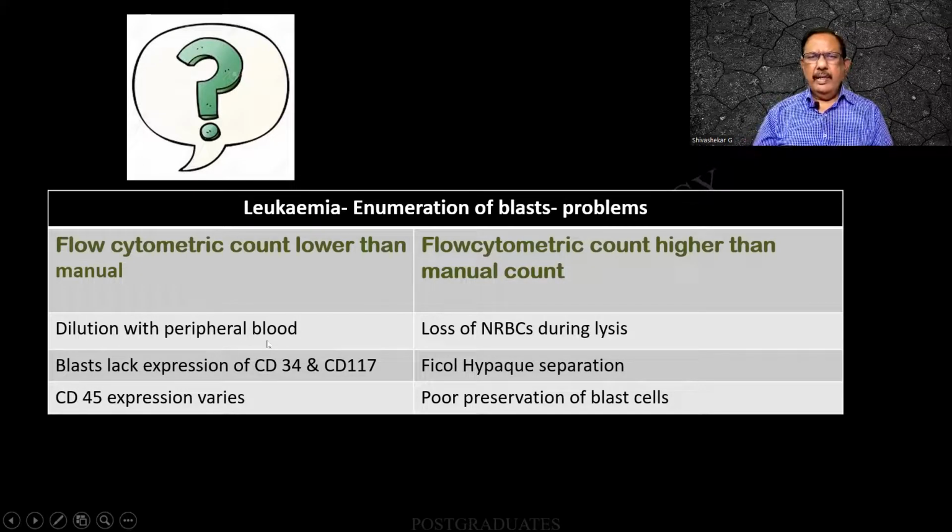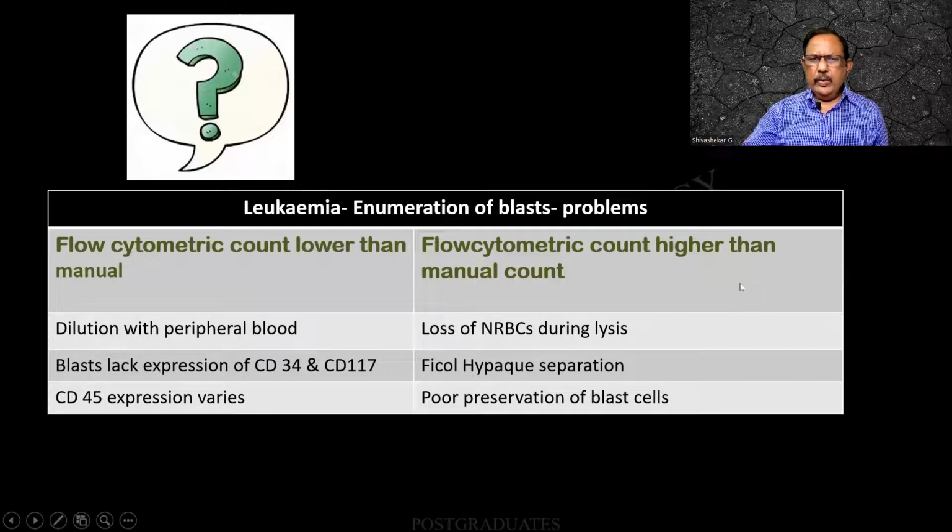Sometimes you find that some of the blasts themselves are supposed to be poorly differentiated. Some of the blasts we can very easily say it is a myeloblast. But there will be some cells which are not very clear, and then we call them as poorly differentiated. So such blasts can lack the expression of the surface markers. And also the CD45, this is supposed to be the vital study. And the expression of this also can vary from blast to blast or from cell to cell. Therefore, some cells in that group also can be missed. So this is an important one.